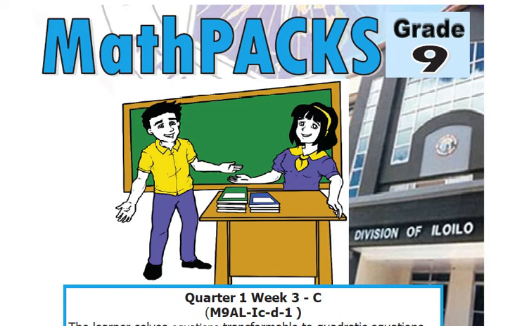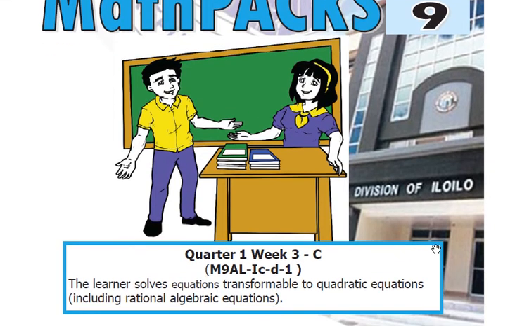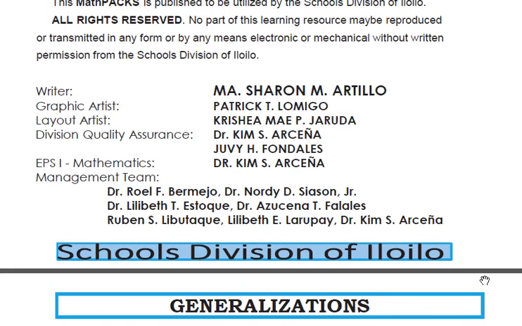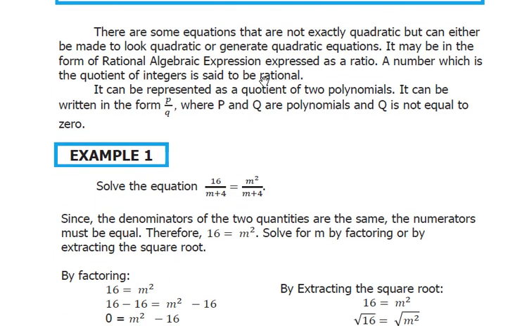The goal of this module is for the learners to be able to convert rational algebraic equations into quadratic form and solve for the values of the required variable using the quadratic techniques in solving equations. To start with, we have the generalizations.